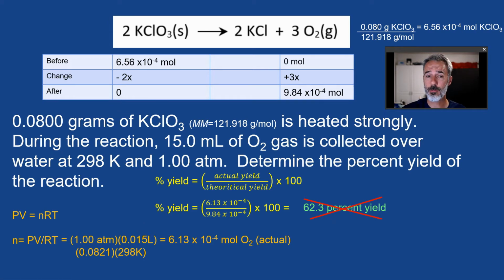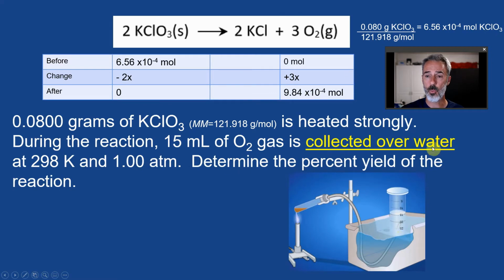Now, I don't think we made a mistake. I think we did our theoretical yield right. I think we did our actual yield right. But that's not the answer. The answer is actually 60.4% yield. So clearly there is something that we did not adjust for when we were doing this problem. And it was that we didn't do anything about the fact that this gas was collected over water.